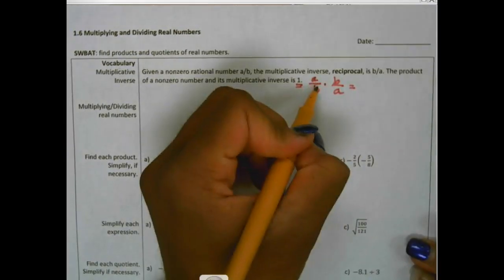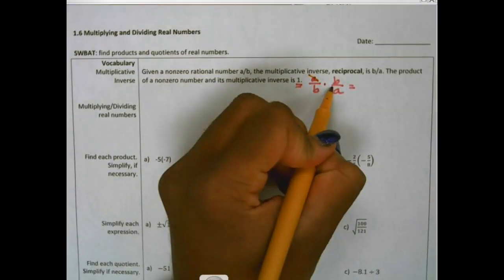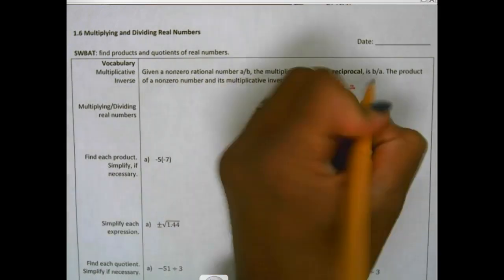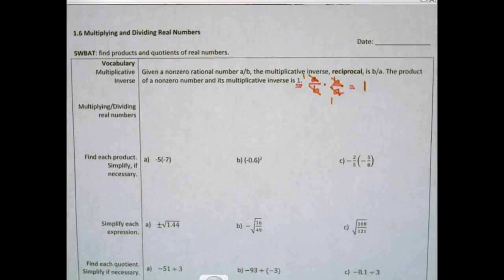I'm a cross canceller. So if it's up top and on the bottom, I can cancel it. These become 1s, and I can cancel here as well. So all I have left is 1.